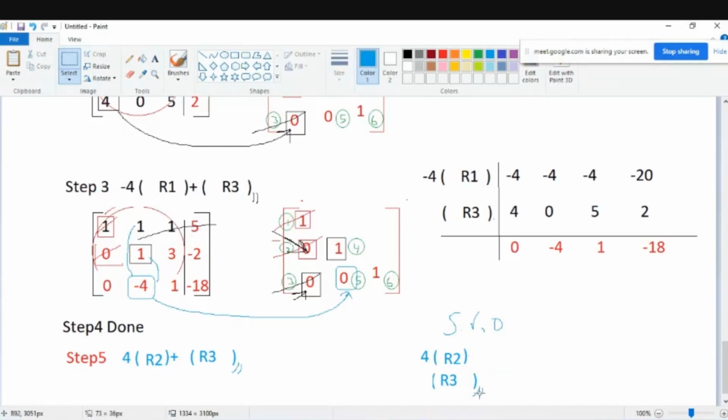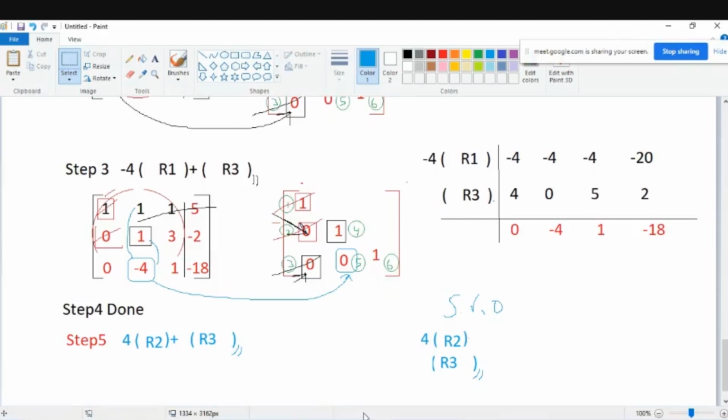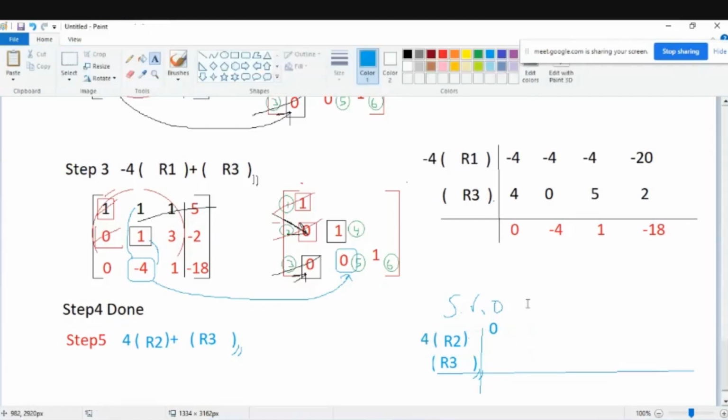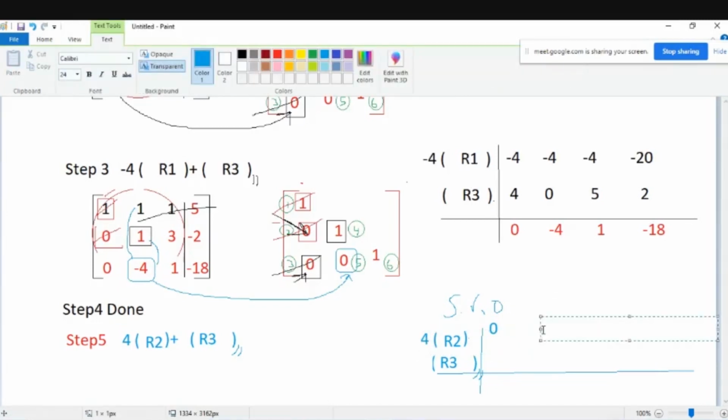Can you give me the numbers which I should write here? I will go to R2 and multiply the whole line by 4. Then what should I write now? Correct. 4 multiplied by 0 gives 0. 4 multiplied by 1 gives 4. 4 multiplied by 3 gives 12. And 4 multiplied by -2 becomes -8.